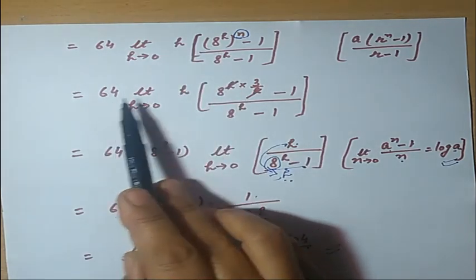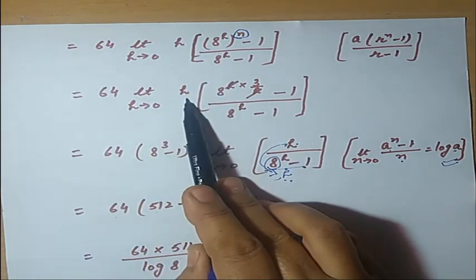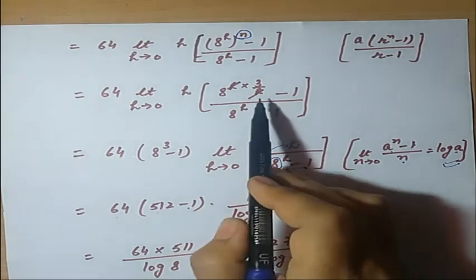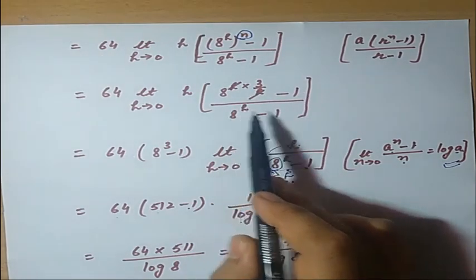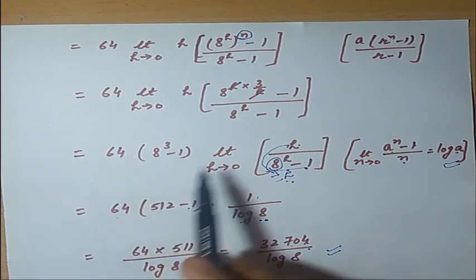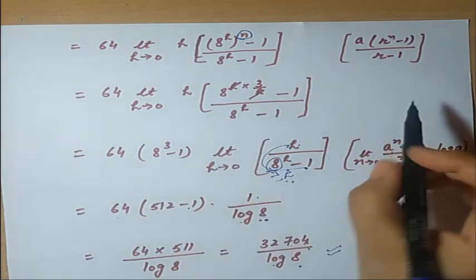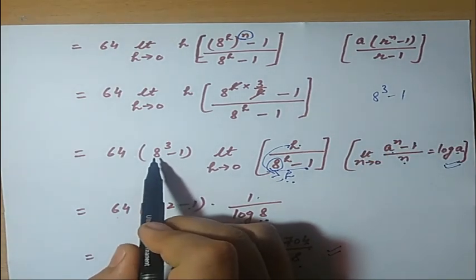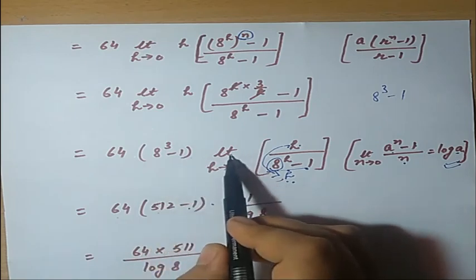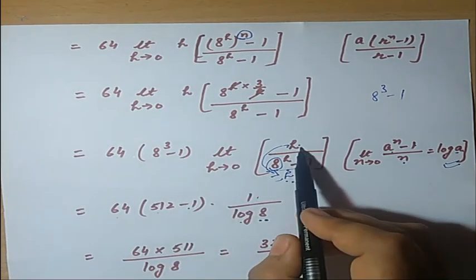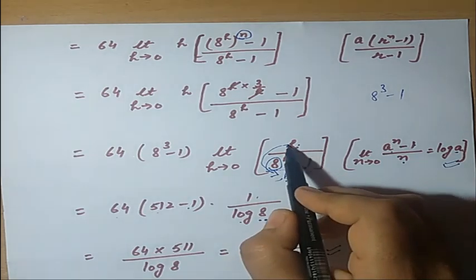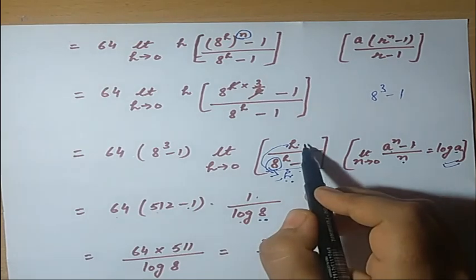Now 64 is there, limit h approaches to 0, h is there. The value of n we have already found out, that is 3 upon h. We put the value there. H and h are cancelled. Minus 1, 8 raised to power h minus 1. Now because this is the constant term, 8 raised to power 3 minus 1 in the numerator, we can take it common. And we have limit h approaches to 0, h upon 8 raised to power h minus 1. By reciprocal it will go up.